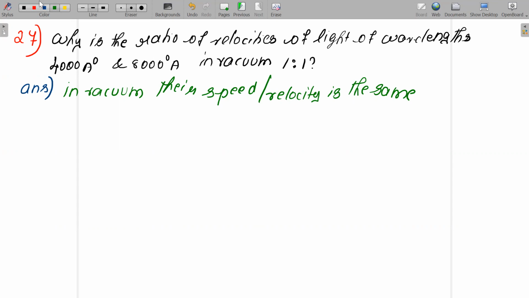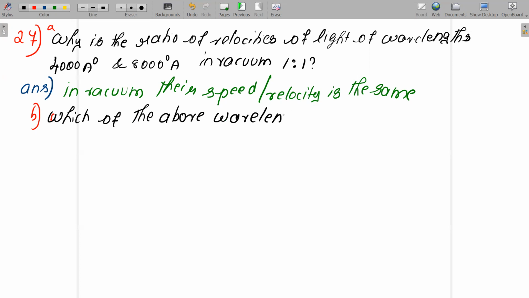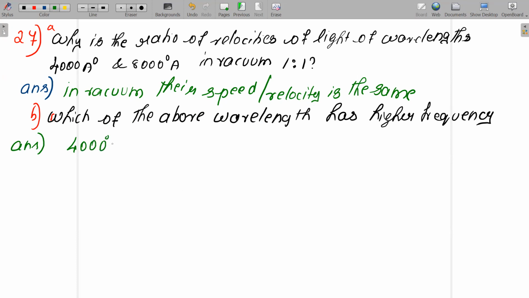Now next one. Second question. Which of the above wavelengths has higher frequency? Why? 4000 angstrom. What is the reason? Wavelength is inversely proportional to the frequency. Simple things only. But for you people, it is difficult.